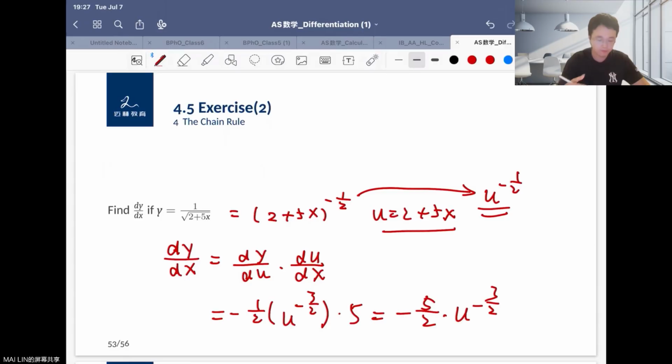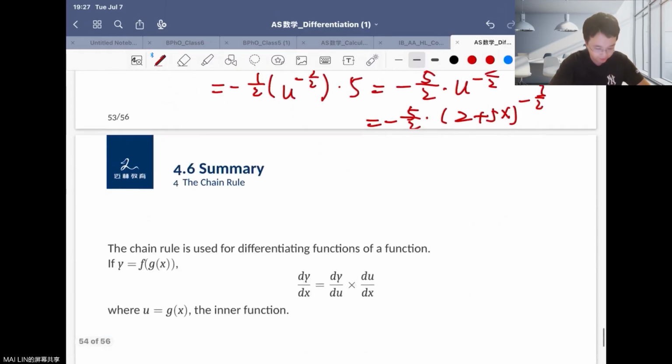And for this problem, we can set u. It is not the final answer, because u is just a middle variable, right? So we have to let u become x. Because we knew that u equals 2 plus 5x, we can say here it is negative 5 over 2 times (2 plus 5x) to the power of negative 3 over 2. Okay, that is for this problem.